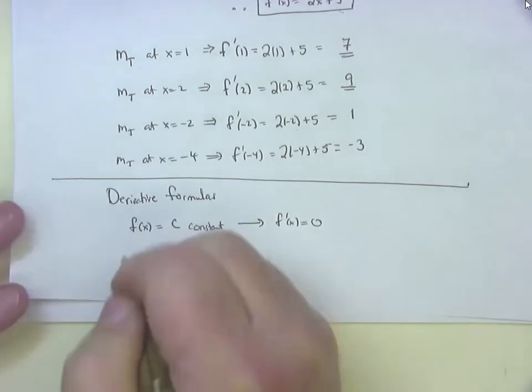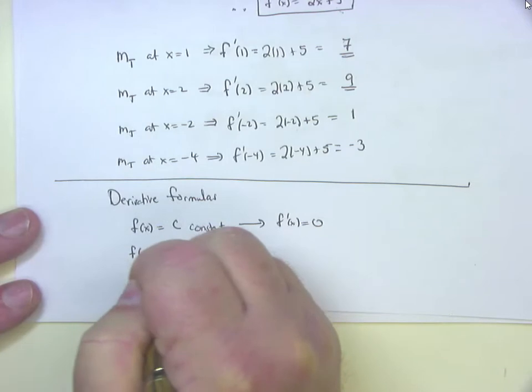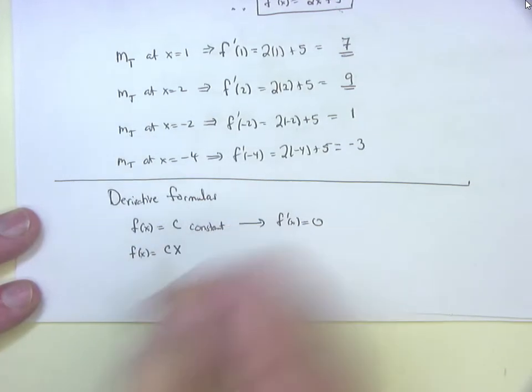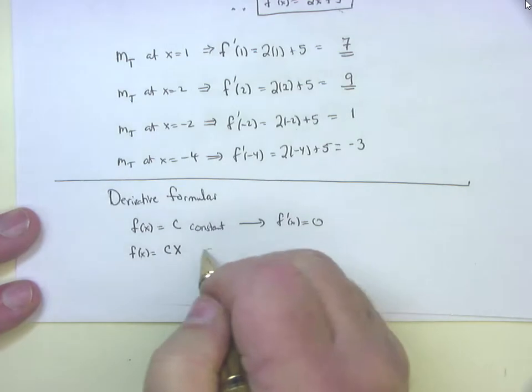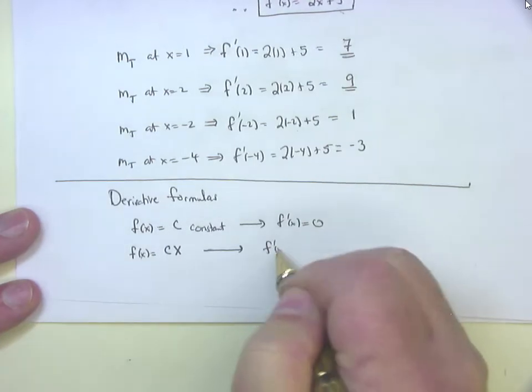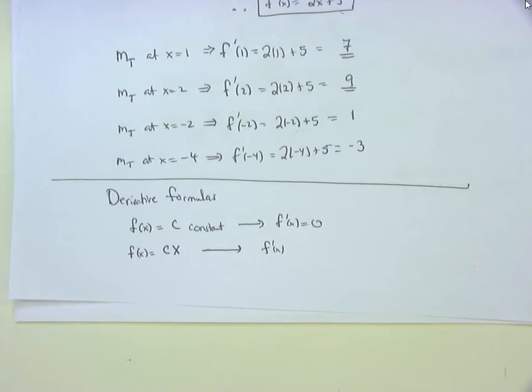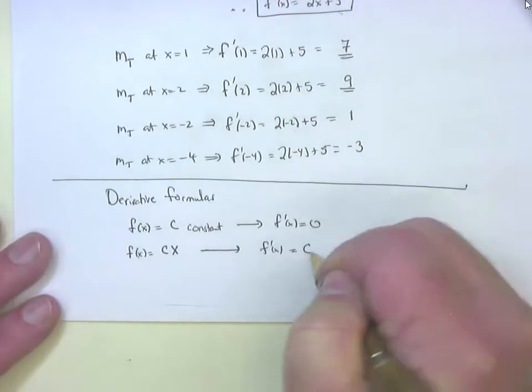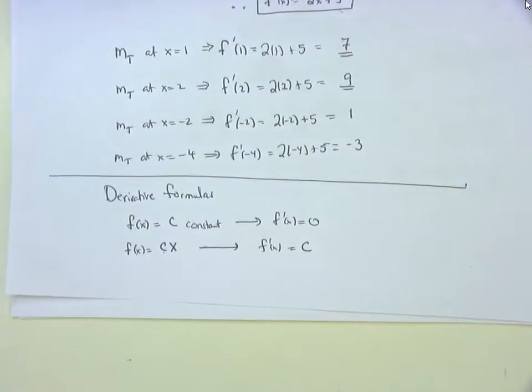Second formula. If you've got a function that is equal to a constant times x, what's the derivative? Well, when you put a formula in line form, y equals mx plus b. Remember that slope-intercept form? Y equals mx plus b. What's the slope? The m. It's the coefficient in front of the x, right? So what is the derivative of a constant times x? It's just a constant. It's the slope part. It'll still be a constant.